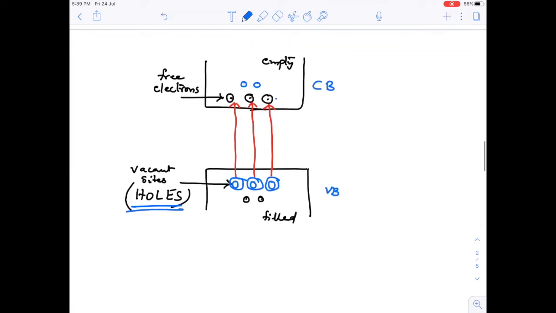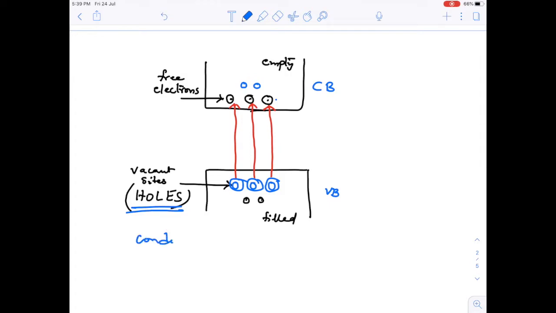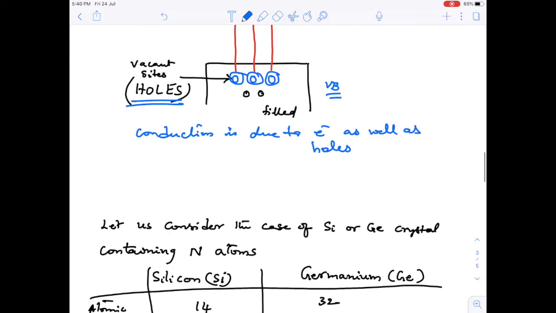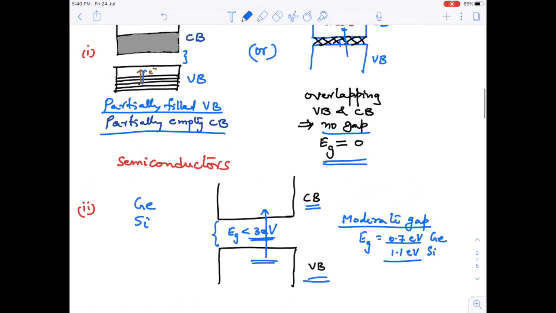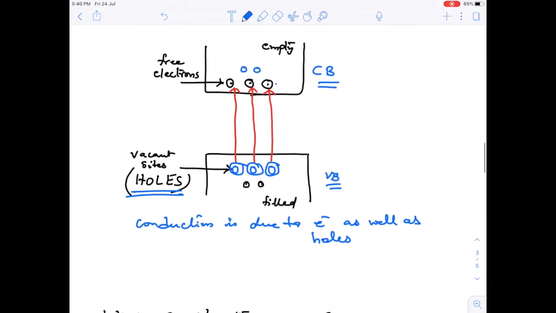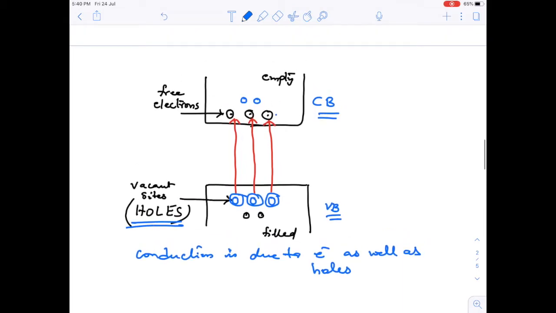So in a semiconductor, conduction is due to both electrons as well as holes in the valence band, and free electrons in the conduction band, which jump from the valence band to the conduction band. So that's how the conduction takes place. Unlike in metals, where the electrons are the only charge carriers for conduction, in semiconductors both electrons as well as holes are responsible for conduction.